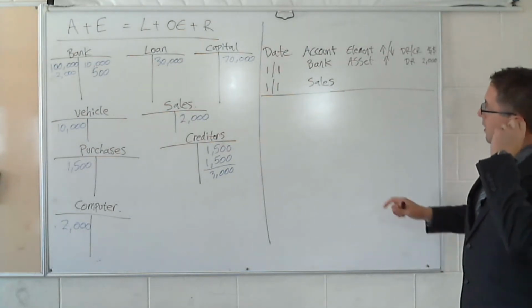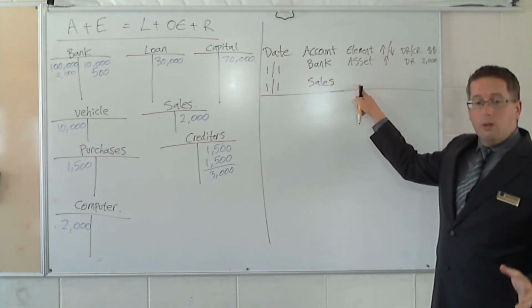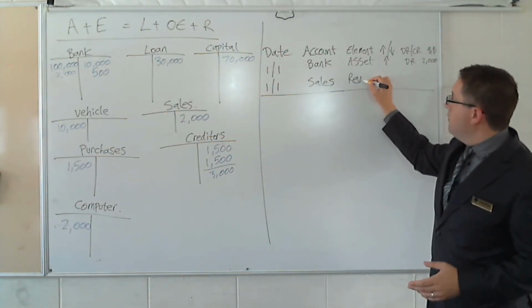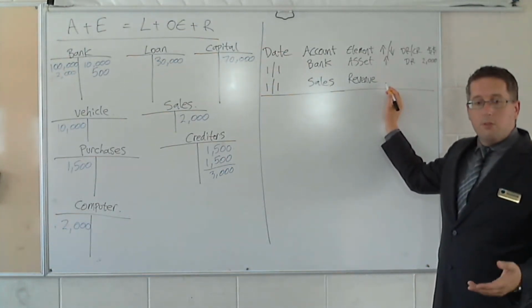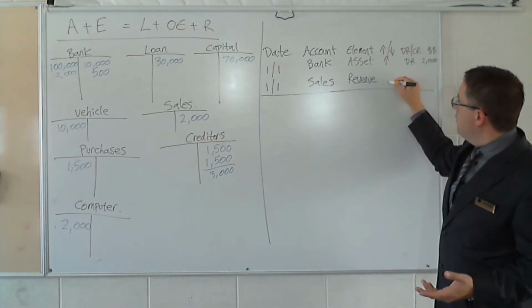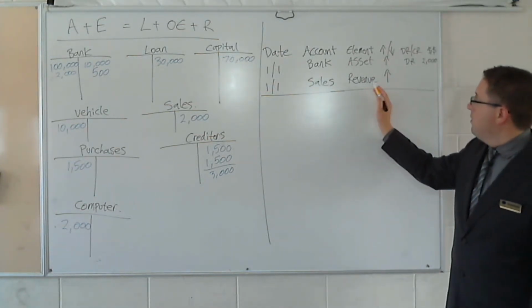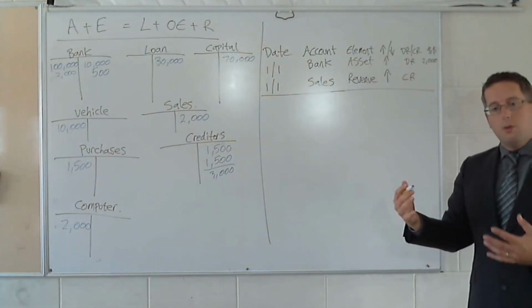The next one, we have sales. What element does it belong to? Well, sales is money from customers that we earn. So that's revenue. Has the amount of money from our customers increased? Well, yep, we've earned more money. So that's also going up. Revenue going up. That's a credit. So that should be on the credit side.